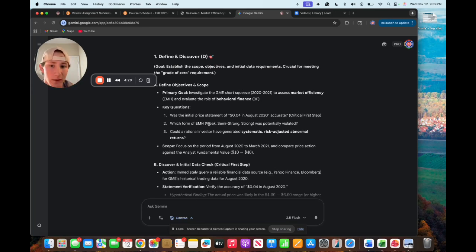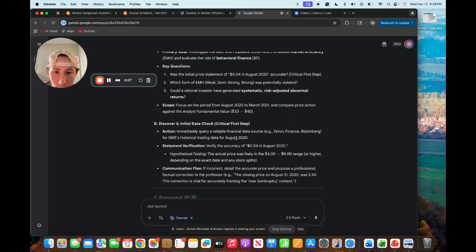Some key questions to ask: was the initial price statement of 4 cents in August 2020 accurate? Which form of EMH was potentially violated? And could a rational investor have generated systematic risk-adjusted abnormal returns?